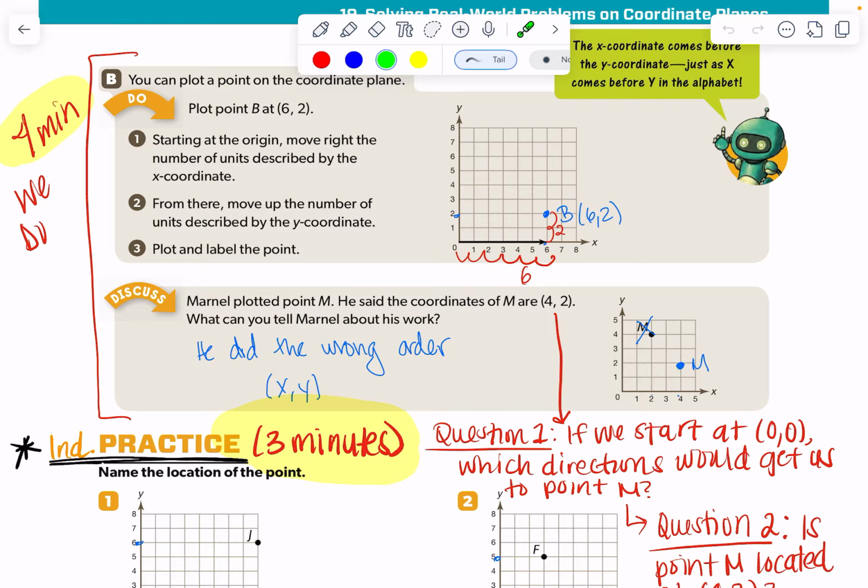That's not the same place that Marnell plotted his point. And then you might have some students who say, no, let me figure out what point Marnell did plot. And so they would say, okay, I'm going to move 2 units to the right and then 4 units up. Okay, 2, 4, and 4, 2 are not the same. So he did the wrong order. He swapped the X and Y coordinate. So his work was incorrect.